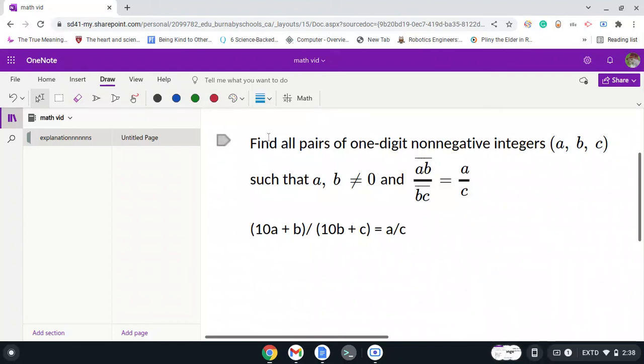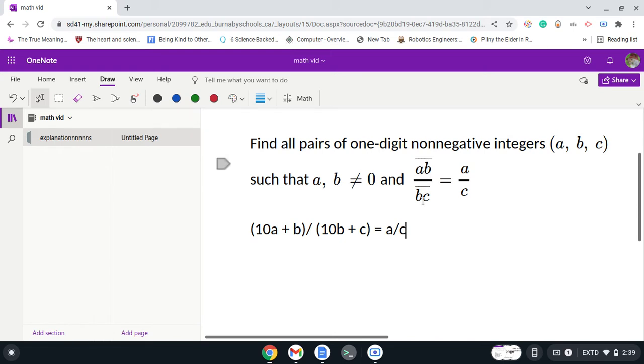So the problem is find all pairs of one-digit non-negative integers a, b, c such that a and b are not equal to 0 and the two-digit number ab over the two-digit number bc is equal to a over c. Note that the ab with a line over it means it's a number with digits a and b. It does not mean a times b.